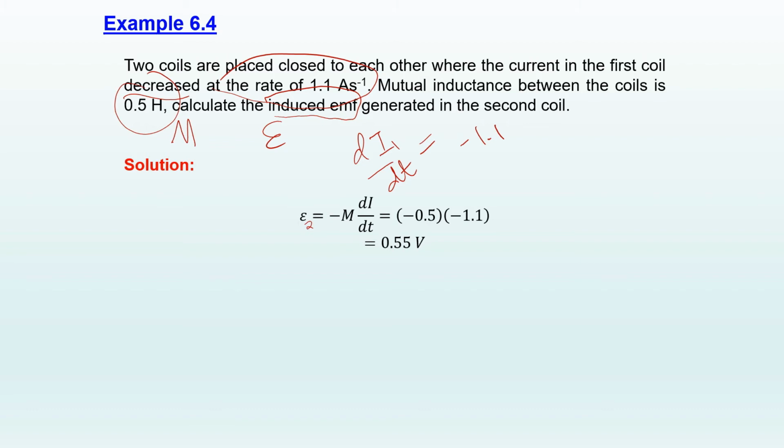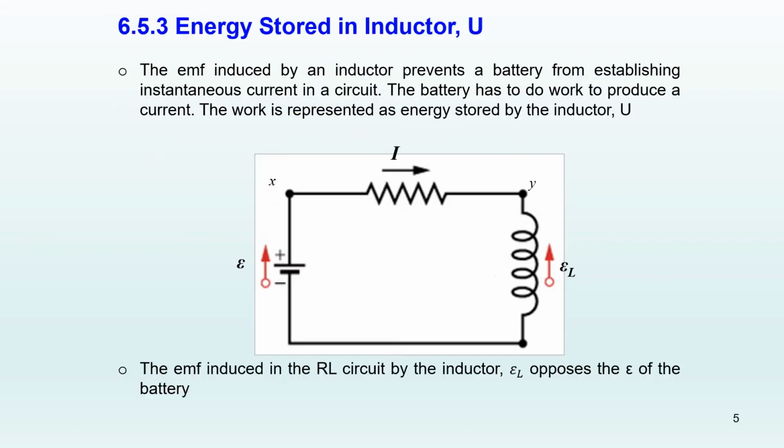The induced EMF in the secondary coil is equal to negative M di1 over dt. So put negative M, 0.5, and di over dt is 1.1. We put the negative because it says decrease. At the end, the induced EMF in the secondary coil is 0.55 volt.